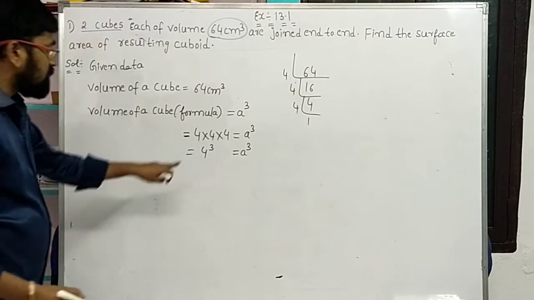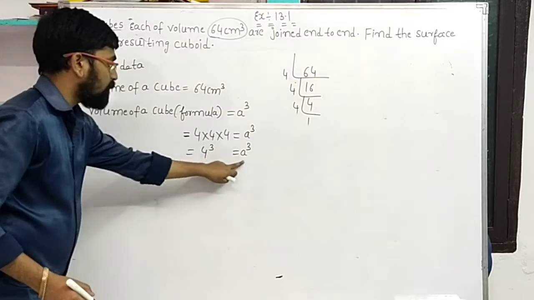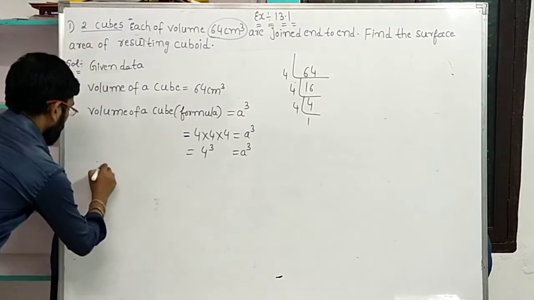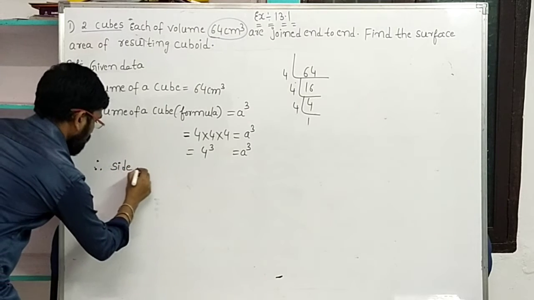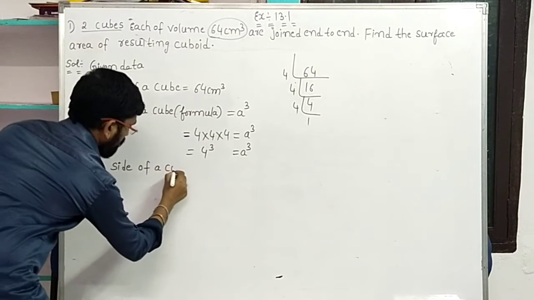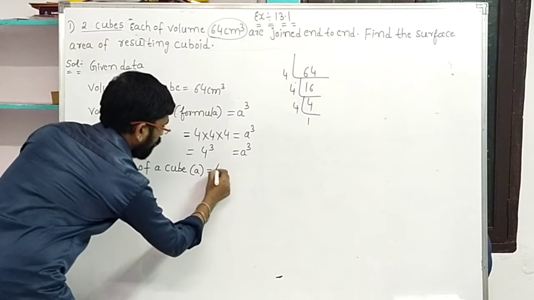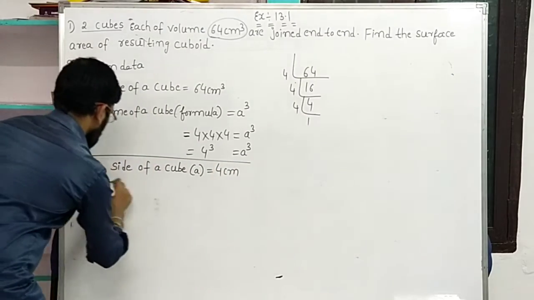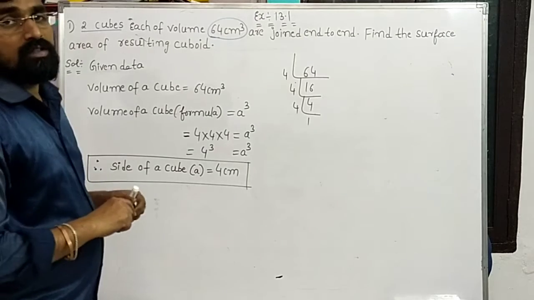Nothing but 4 cube is equal to a cube. By comparing this, the powers are equal, so the bases should be equal. Therefore, the side of the cube, A, is equal to 4 centimeters. So the side of a cube is equal to 4 centimeters.